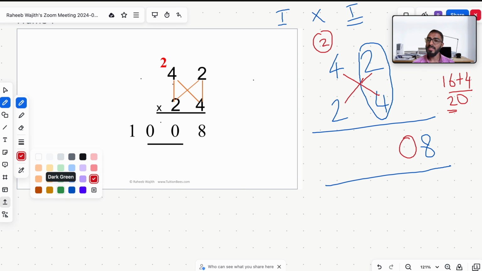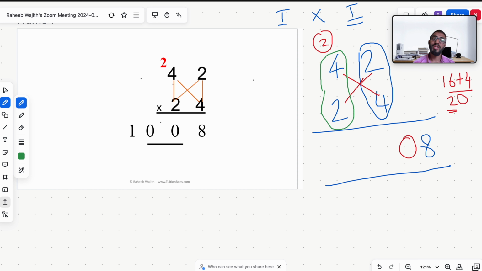Now coming to the last step, we multiply 4 into 2. It gives us 8. 8 plus 2 is what? 10. So here is your answer, 1008. Understood? If you have not understood, just play the video once again. For those who have understood, just pause this video and make a note of these.